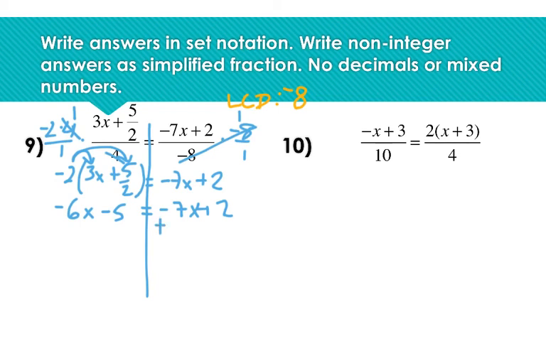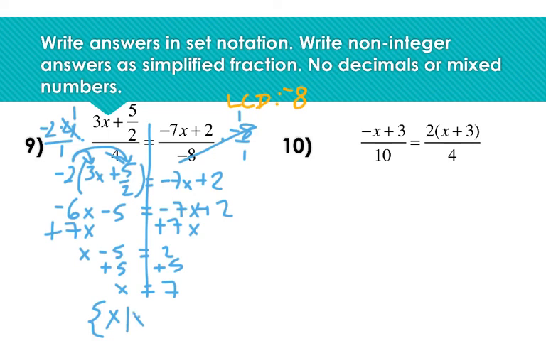So I'm going to add 7x's to both sides. And that will give us 1x minus 5 equals 2. So if we add 5 to both sides to get x by itself, we get 7. So x equals 7. In set notation, we write this as x such that x equals 7.